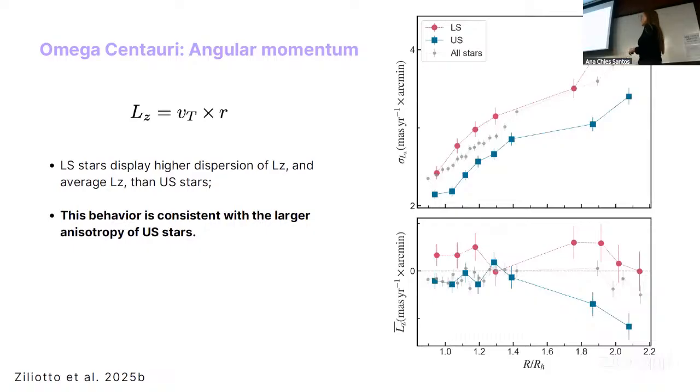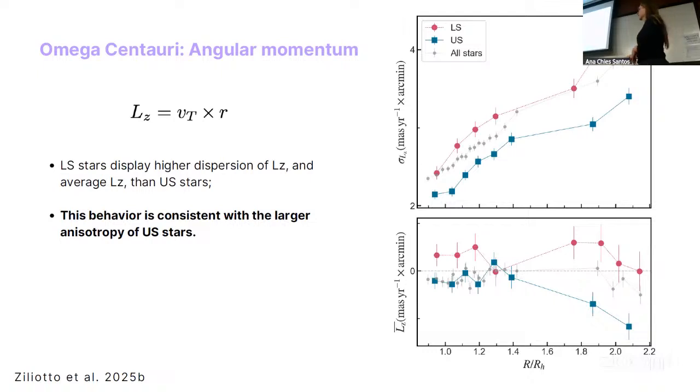Another parameter that we investigate is angular momentum, which is defined as the tangential velocity times the radius. We see in the upper panel the dispersion of this quantity, and in the bottom panel, the average of this quantity. And you see that lower stream stars present significantly higher angular momentum than upper stream stars.